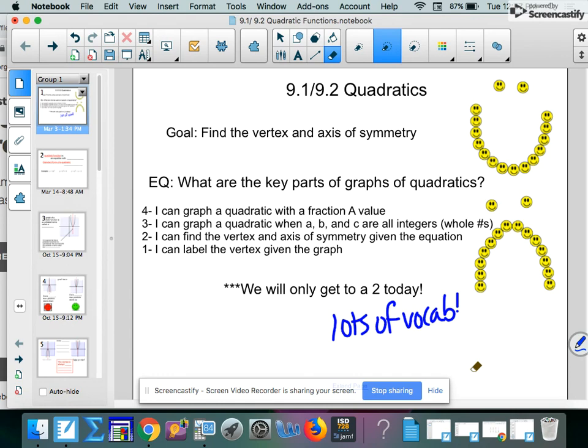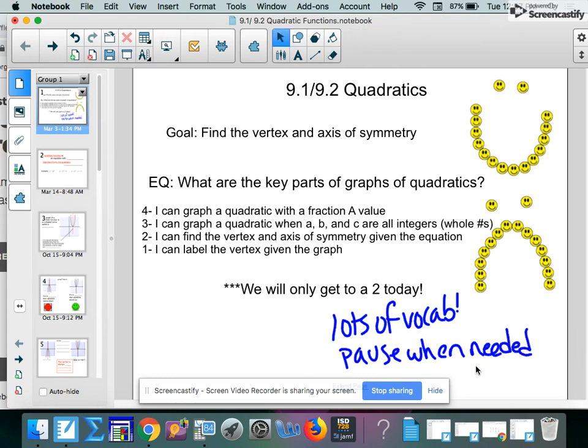I will go fast. Make sure you pause when you need it. I just want to make sure I get through all of it, but I know you can pause it to give yourself time to write things down. We are only getting to level 2. Tomorrow we will begin graphing.